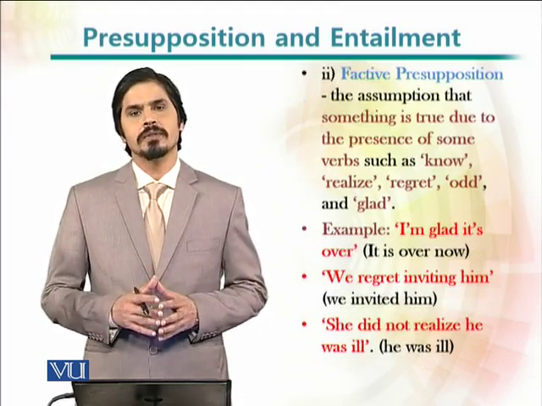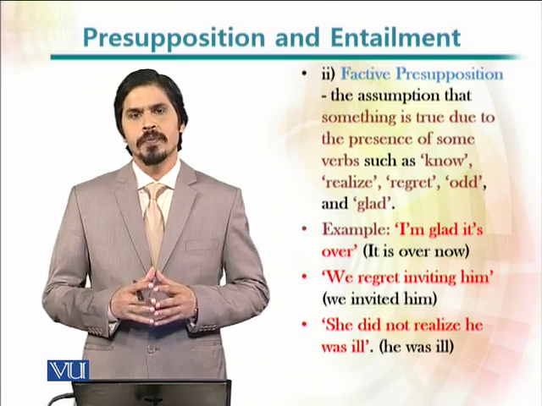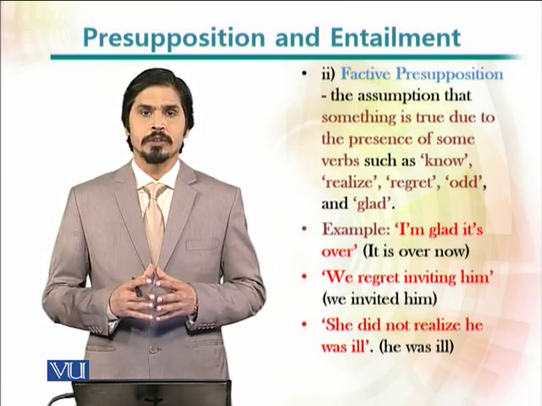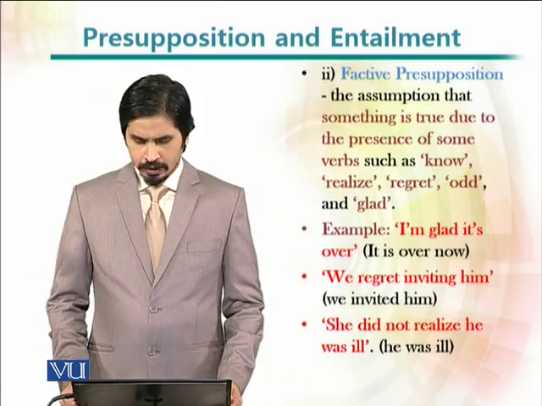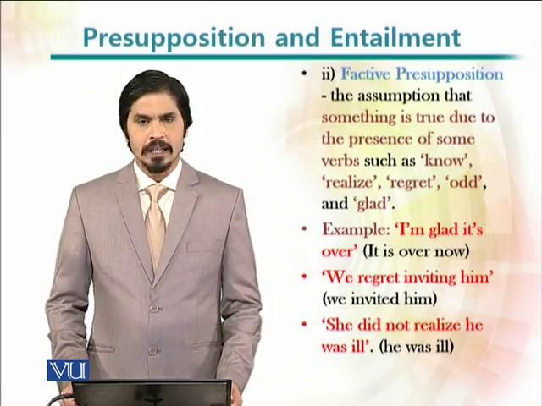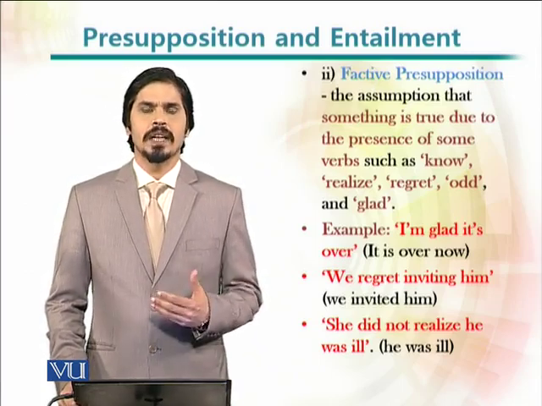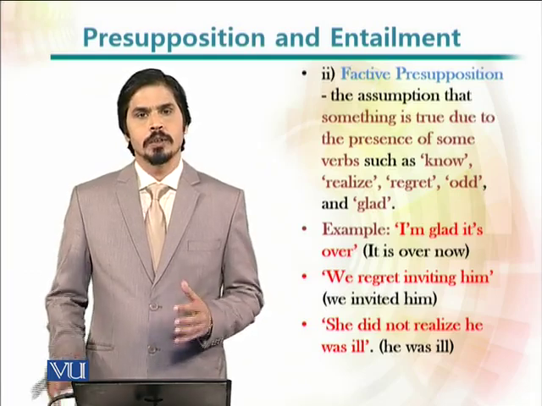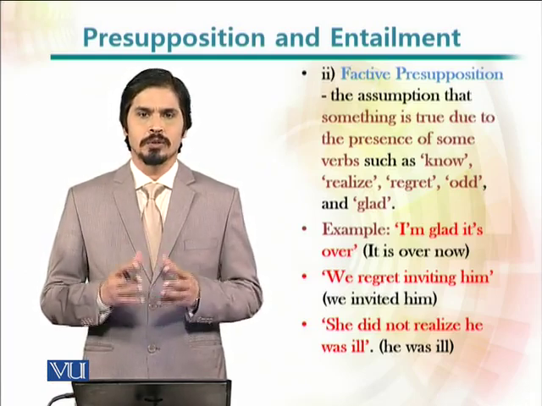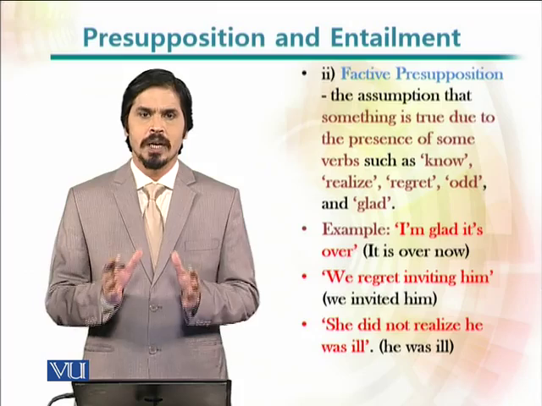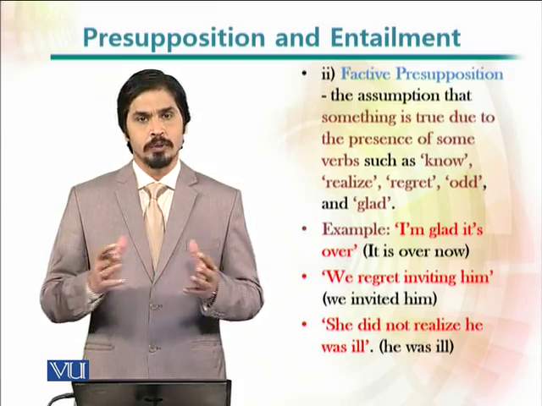We do have factive presupposition. Factive presupposition is the assumption about something as true based on certain verbs like know, realize, regret, odd, or glad. So we assume whatever follows after them may be true. For example, I'm glad it's over. So we simply assume that it's over now. So the truth of this part of the sentence is presupposed when we say the complete sentence.